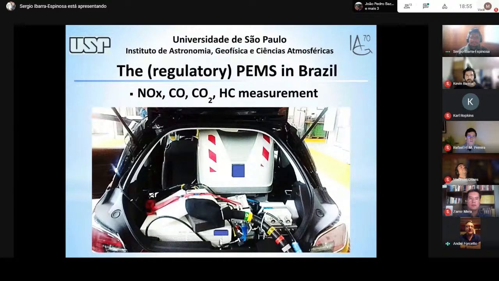The next PROCON phase is the pollution control program. You established to introduce the RD test, so you are introducing the PEMS here in Brazil. But the regulatory PEMS, you can see in this picture, is able to measure NOx, CO, CO2, and hydrocarbon. And here in Brazil, we are measuring hydrocarbons in the RD test because it's very important to us. The NOx is a problem specific for heavy-duty vehicles, but for light-duty vehicles, the hydrocarbon emission is very important to us. Okay, next one.